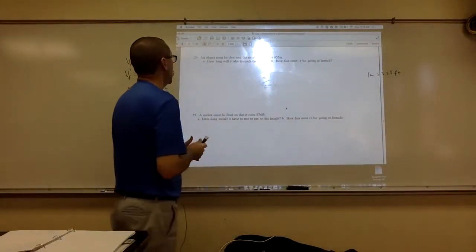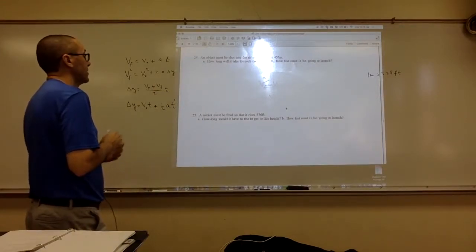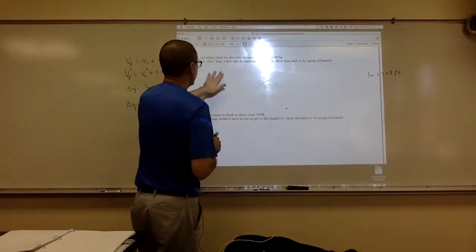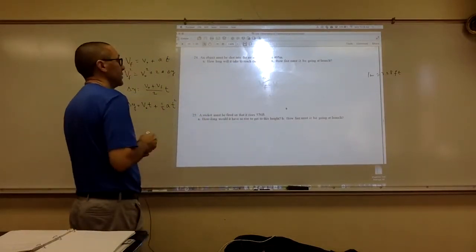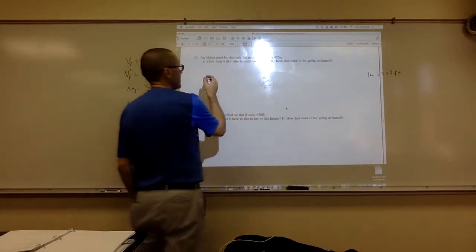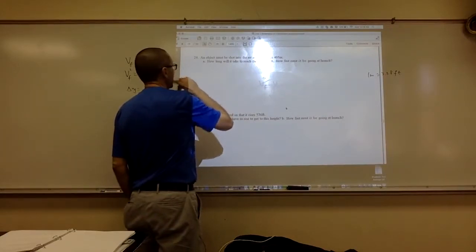24. An object must be shot in the air so that it rises 405 meters. How long will it take to reach this height? How fast must it be going at launch? So I'm going to do B first, and then I do A. It doesn't matter. So I'm going to try to figure out the initial velocity.